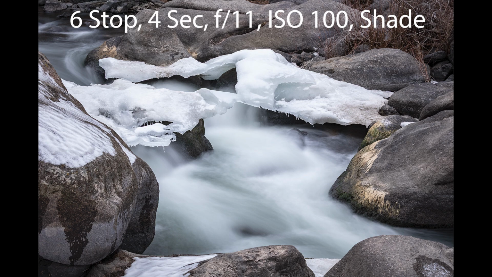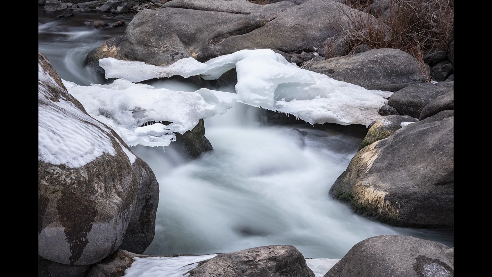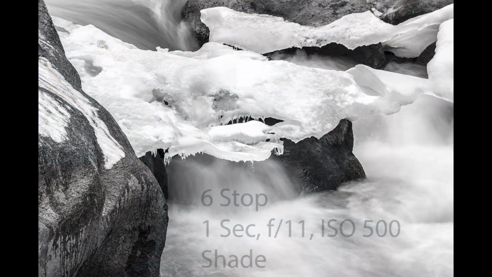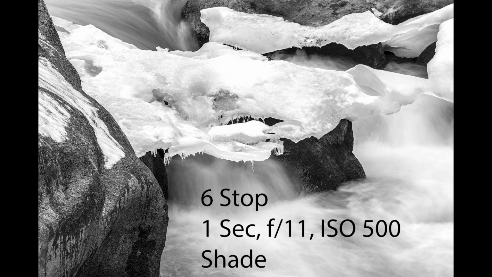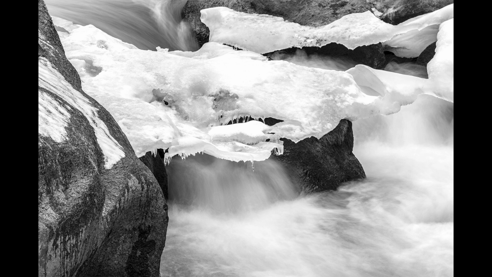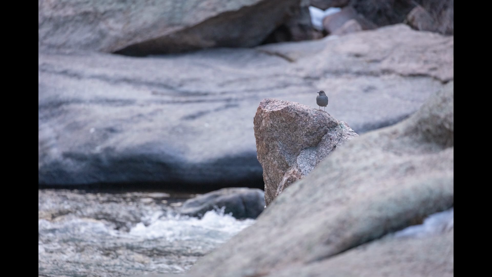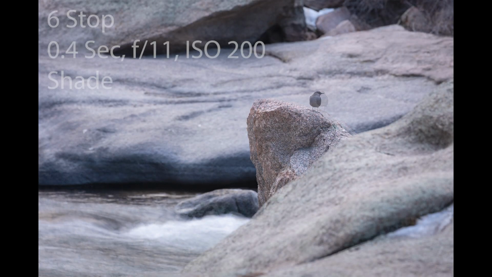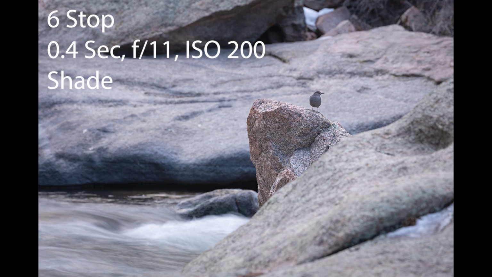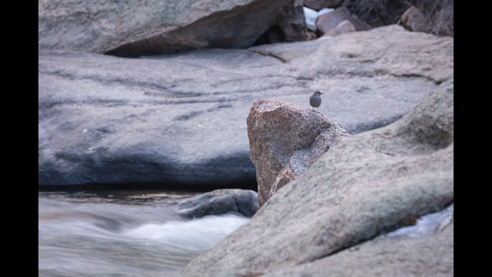This was the scene immediately to my right as I was filming. 6 stop filter, 4 seconds, f/11, ISO 100 in the shade. Here's a closer look at that view. 6 stop filter, 1 second, f/11, ISO 500. Here's a photo of an American Dipper that was hanging around without a filter. Then I added the 6 stop filter and created this image, 0.4 seconds, f/11, ISO 200. Look at the difference in the way the water looks.